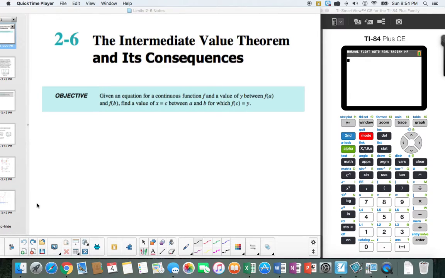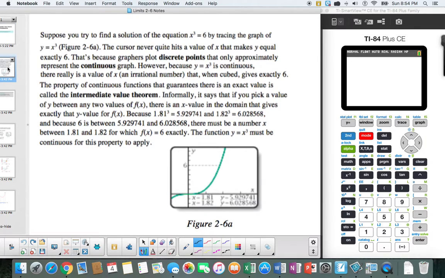Lesson 2-6, the intermediate value theorem and its consequences. Give an equation for a continuous function f and a value of y between f of a and f of b. Find a value of x equal to c between a and b for which f of c is equal to y. Let's take a look at this curve and try to understand what we're talking about here.